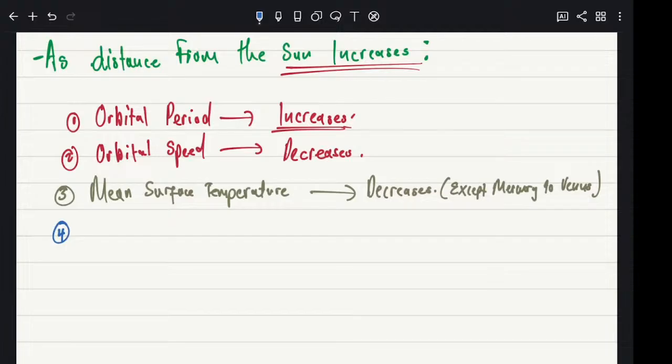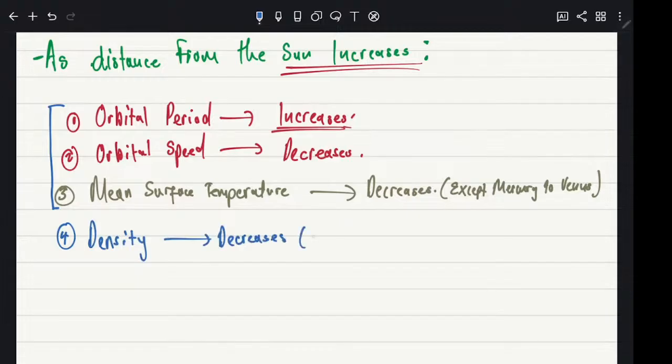Then number 4, you can put many trends. Are we together? But here I want you to have these as the main ones. Guys, you can put density, as in how heavy the planet is. As you move, the density decreases.